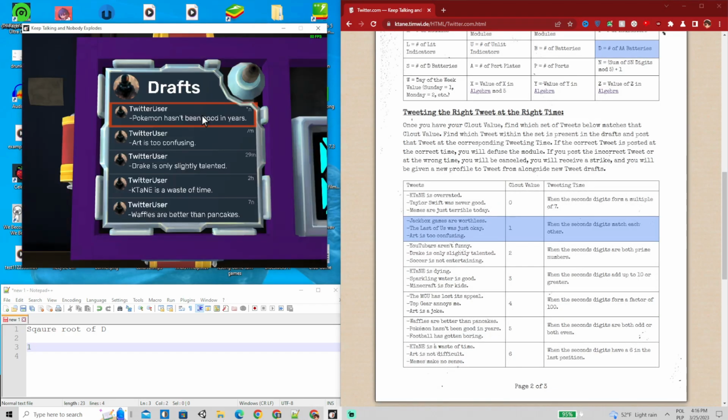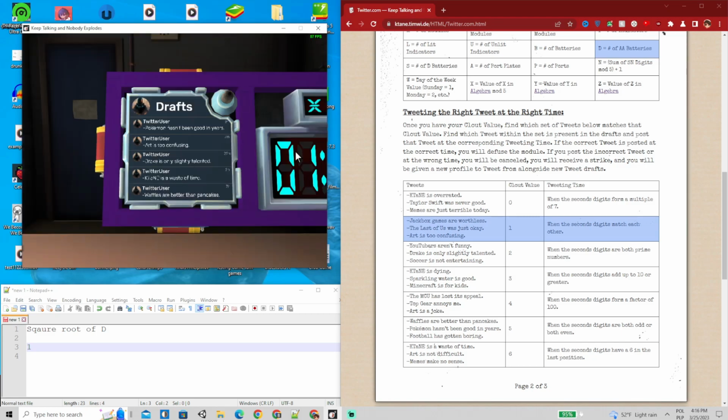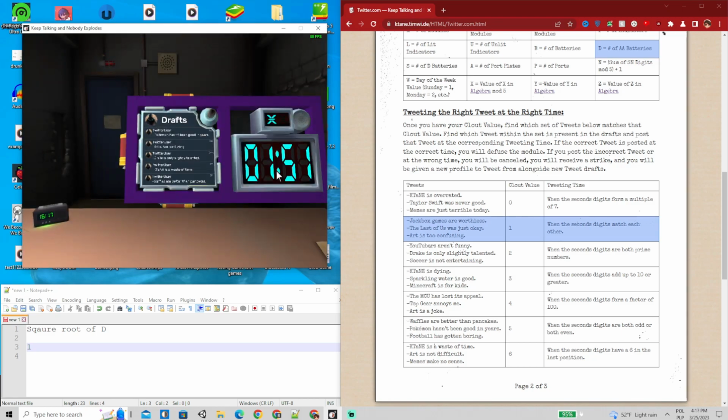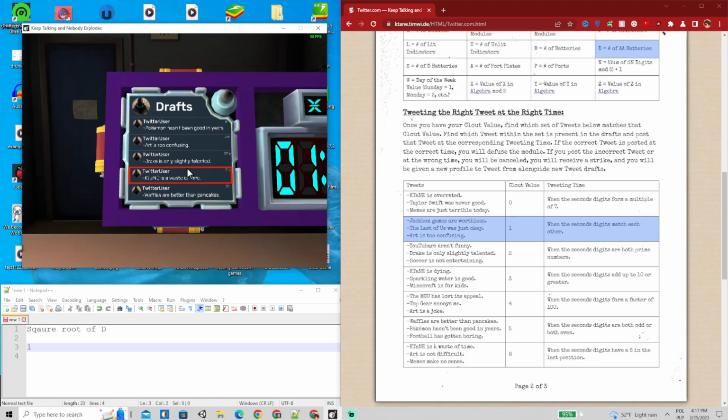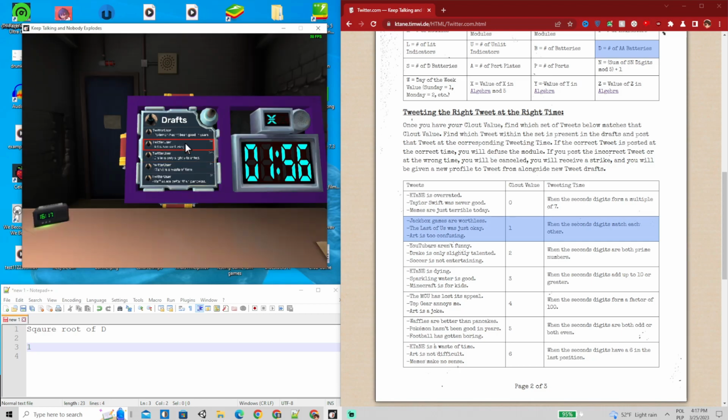So we look for the tweet. It's too confusing. And we have to press it when the digits match each other. So 5. Oh, I just missed it. There you go.